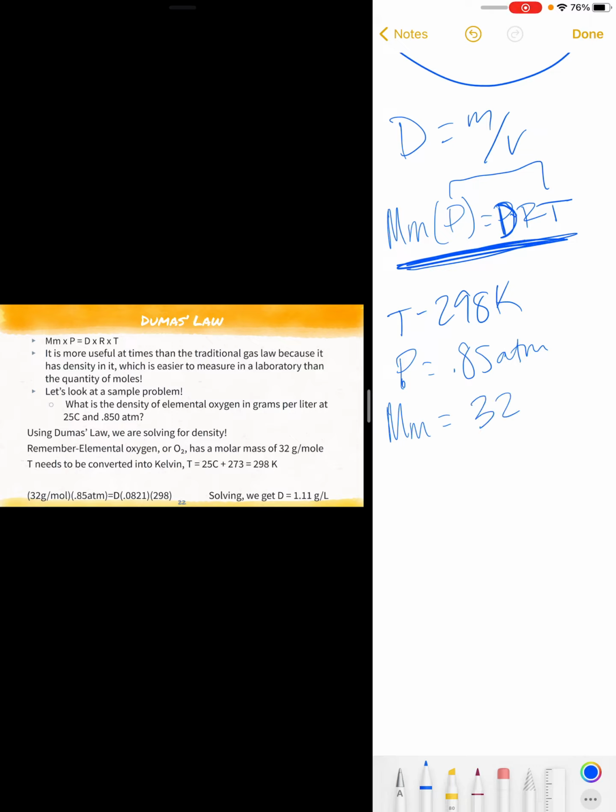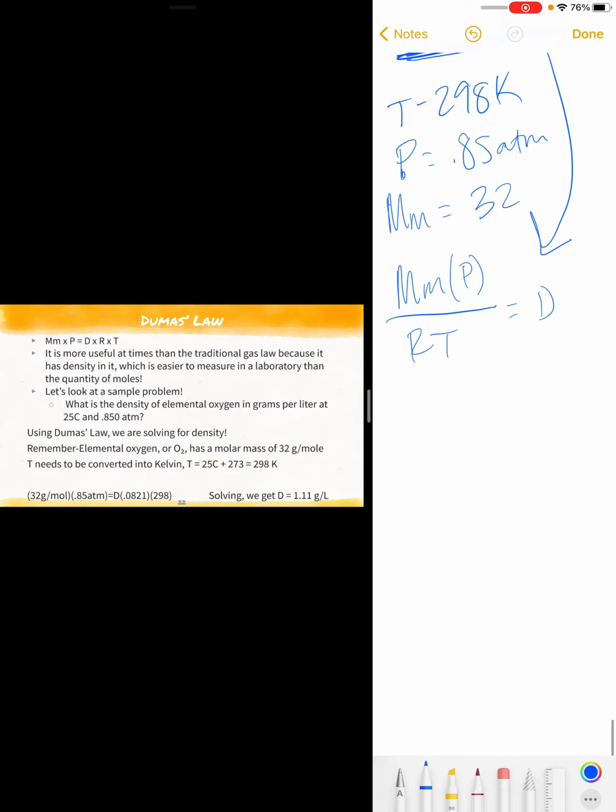Molar mass was 32. So I need to plug in my numbers. I'm actually going to rearrange my equation first because I'm looking for density. So molar mass times pressure over RT will give me density.